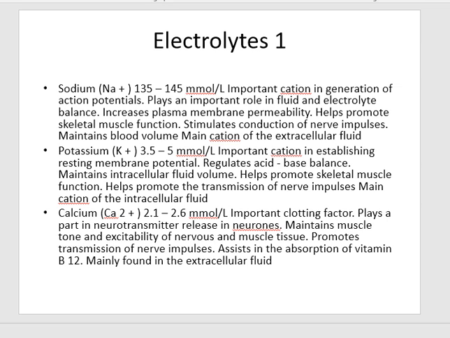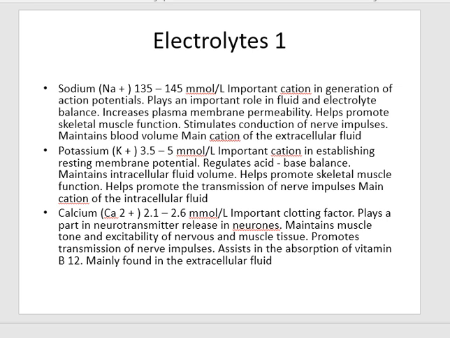The main cation that is intracellular is potassium, but its concentration in the serum is lower, 3.5 to 5. It is an important cation in establishing the resting membrane potential, regulates acid-base balance, maintains intracellular volume, helps promote skeletal muscle function, helps promote the transmission of nerve impulse, and is the main cation in the intracellular fluid.